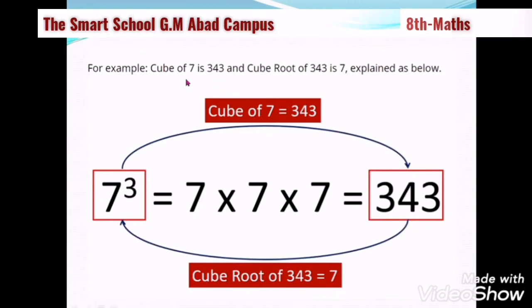Here you can see another example. The cube of 7 is 343 and the cube root of 343 is 7. Explained as below: when you cube 7, you multiply 7 by itself 3 times. 7 multiplied by 7 is 49, and 49 sevens are 343. And when you find the cube root of 343, you will get 7. So cube and cube root are opposite to each other.